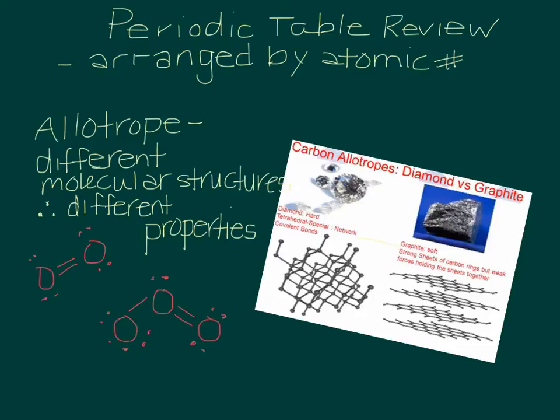Some other things that make the properties different: oxygen obviously is a colorless gas. Ozone is a pale blue gas. And the boiling point of oxygen is about negative 183 degrees Celsius. And the boiling point of ozone is about negative 111 degrees Celsius. So those are some physical properties that are different.